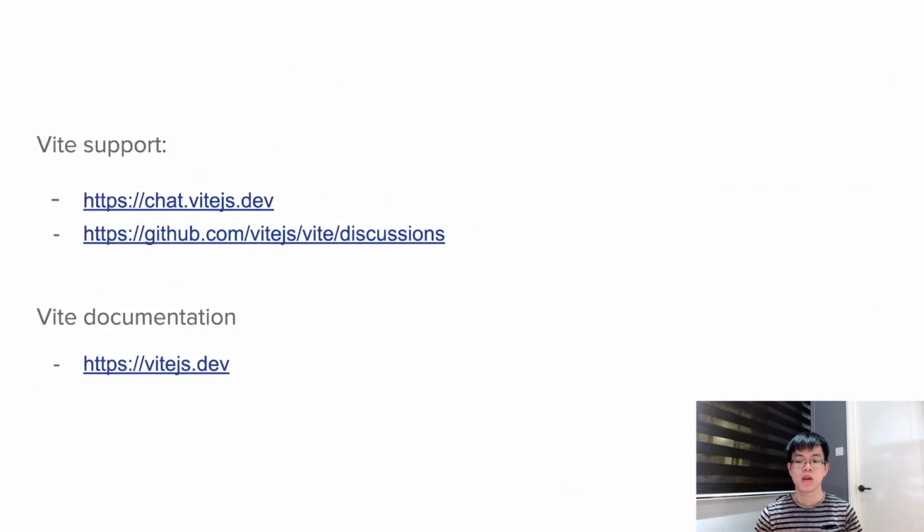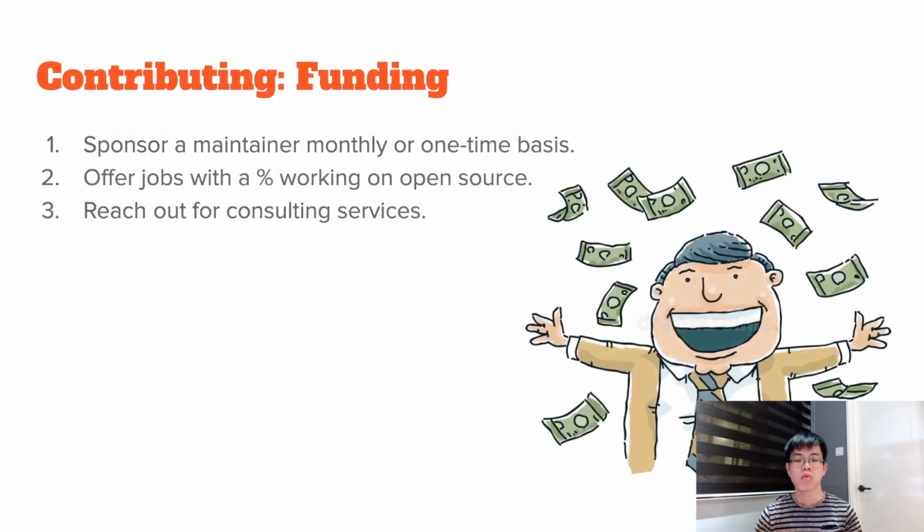So for Vite, here are a few links that Vite uses for support. You can go to chat.vitejs.dev, which is a link to Discord, to seek help, or you can also ask in GitHub Discussions in the ViteJS GitHub repo. You can also check out the documentation at vitejs.dev, and documentation changes can also be made on the ViteJS repo.